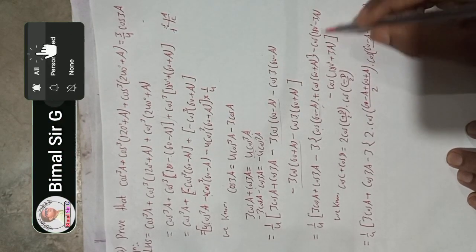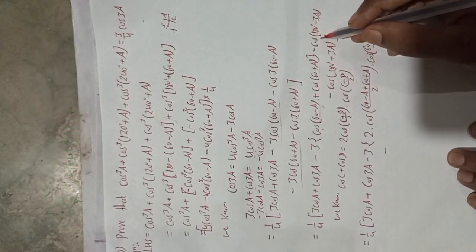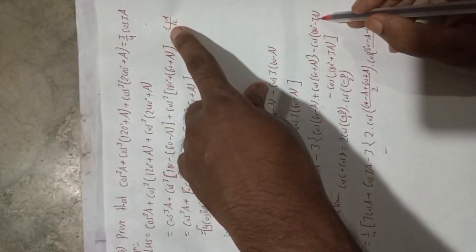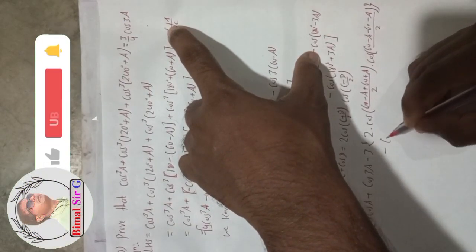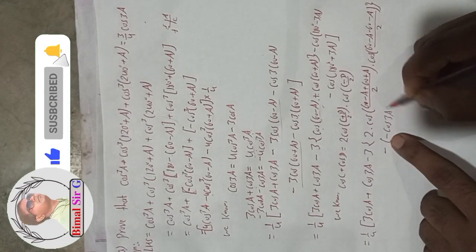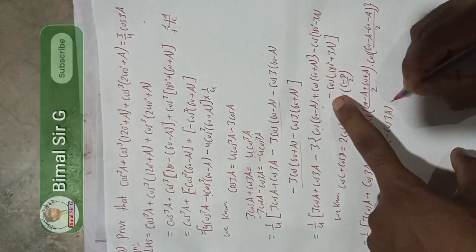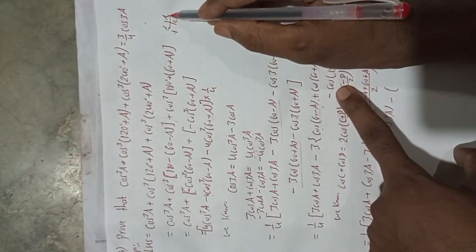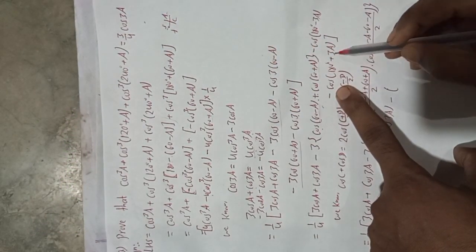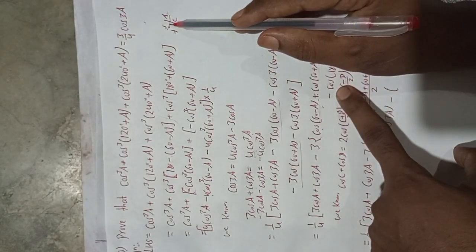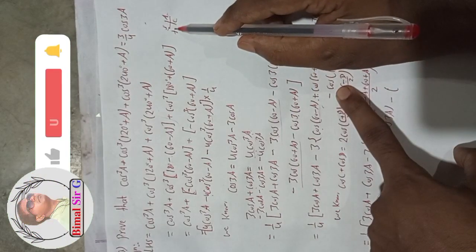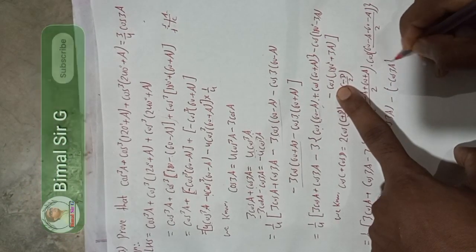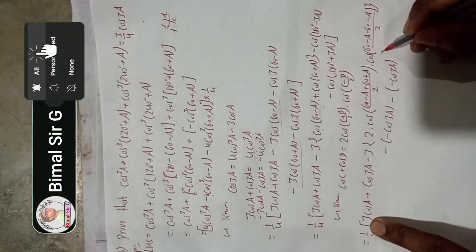And then this part, minus cos. So this is again in our CAST formula. So cos of 180 minus 3A means it is in the second quadrant, so this will be minus, and then here minus cos 3A. And again this minus, and then in the bracket cos of 180 plus 3A means it is in the third quadrant, so this will again be minus, because in the third quadrant only tan and cot are positive, so this will be minus cos 3A, and then this bracket closes.